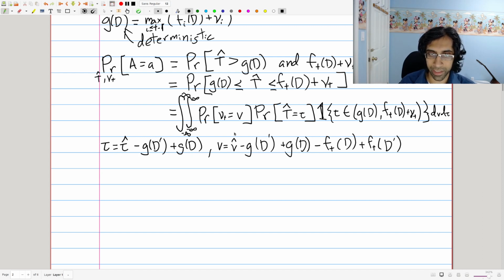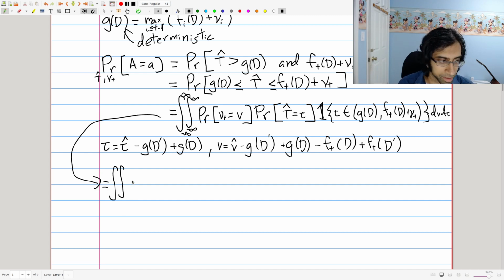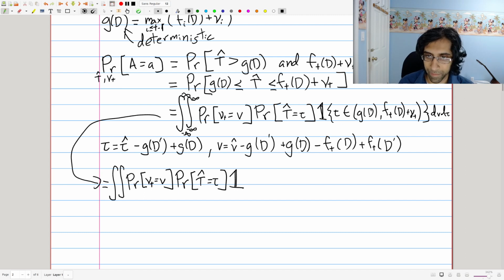For now we're not going to touch these, but we're going to change this event from one to the other just by substituting in these values. So this part here is equal to the following. I'm just going to drop the limits of integration, they're the same, minus infinity to infinity. But we're going to say the probability that nu sub t is equal to v, the probability that t hat is equal to tau, and then we switch these in. So this is just performing a substitution.